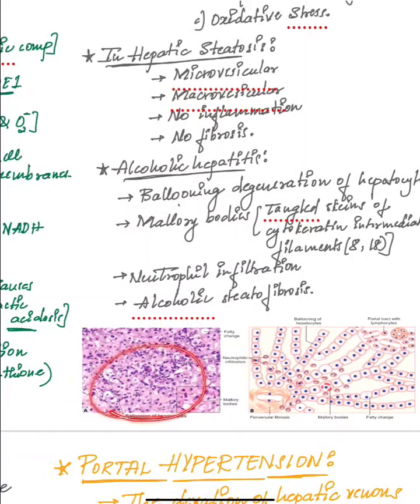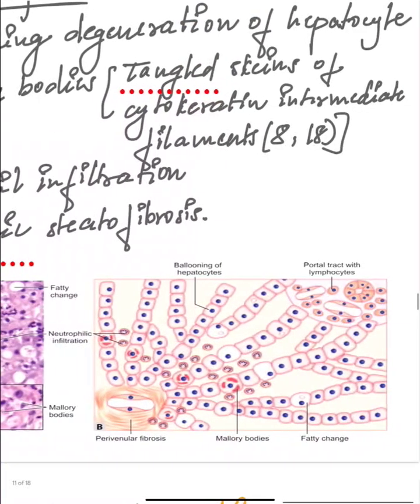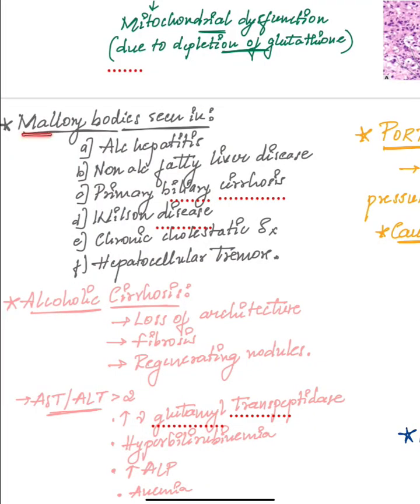As in microscopy, we can see there is ballooning of the hepatocytes. There is presence of Mallory bodies and fatty change, and we can see neutrophilic infiltration also. In the diagrammatic representation also we can see ballooning of the hepatocytes, a portal tract with lymphocytes, fatty change, and Mallory bodies are present. These pinkish extracellular bodies are known as Mallory bodies. There is perivenular fibrosis also. The important finding is neutrophilic infiltration. The important note here is the Mallory bodies.